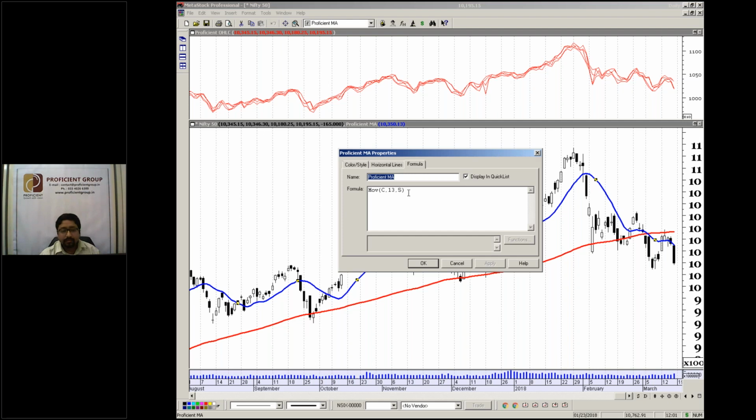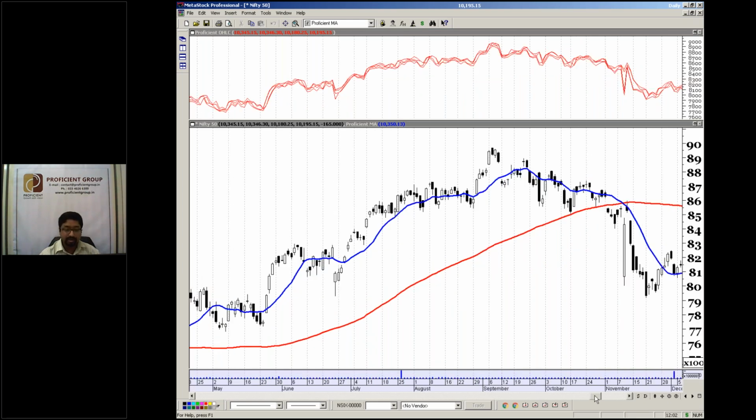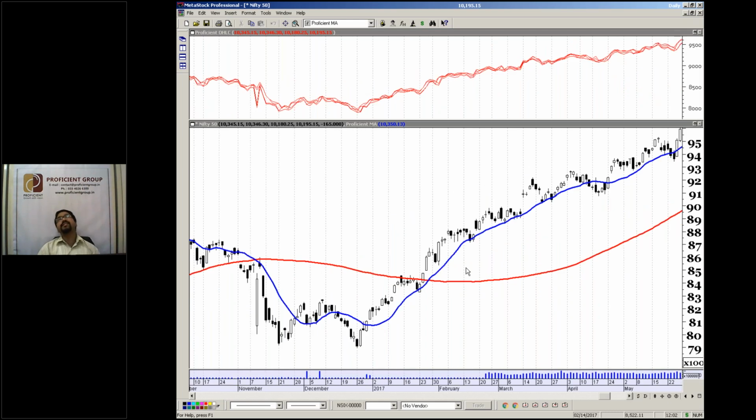Suppose I want to check the crossover strategy. Right here, I showed you the moving average crossovers. When the short-term moving average goes below the longer term, this is a sell signal. When the short-term moving average goes above the longer term, this is a buy signal. Now, if these are valid signals, we want to see, as of yesterday, how many stocks gave such buy signals or such sell signals.